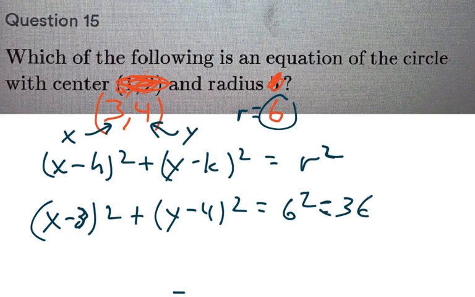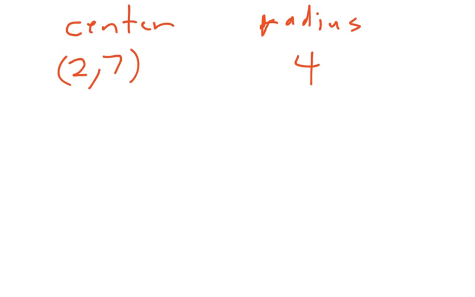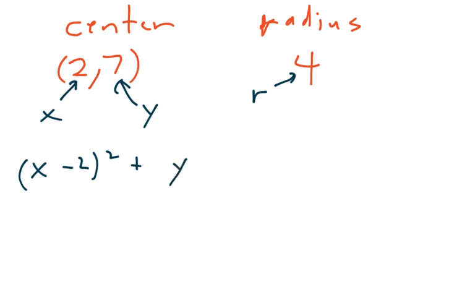All right? I think I made up one more just to make sure. Here we go. Let's say the center is at 2, 7, radius 4. This again is my x. This again is my y. This here is my r. So you ready? I'm going to say x minus 2 squared plus y minus 7 squared equals 4 squared, which of course is 16. And that is how you find the function or equation of a circle, guys.